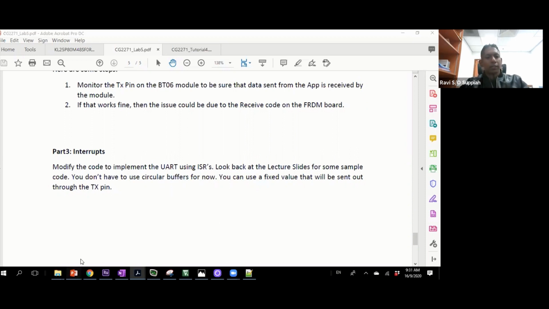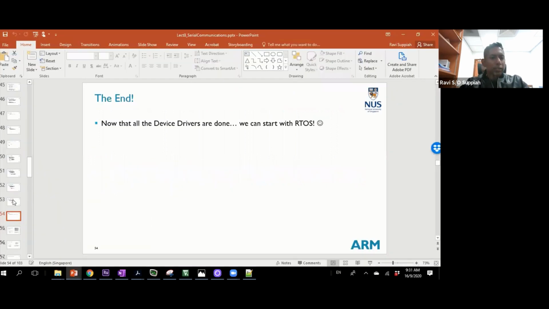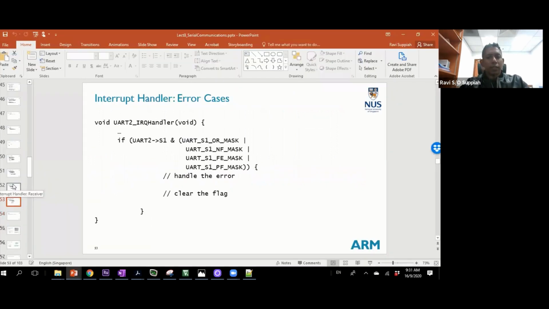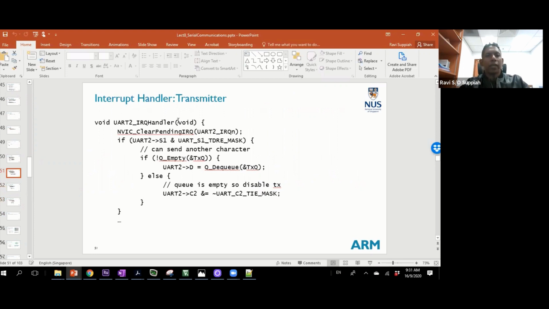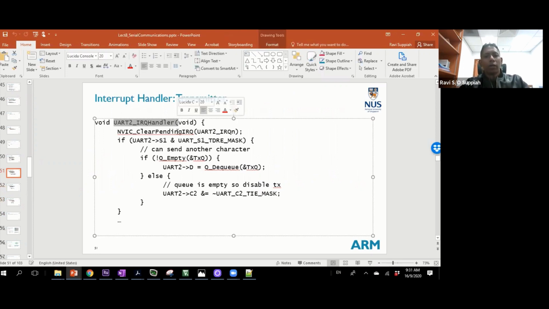So for the interrupt part, I've given some handouts in the lecture slides itself. The important thing to note is you want to make sure the UART IRQ handler is a unified handler for all the interrupts related to UART. That means transmit interrupt, receive interrupt, error interrupt, all of them that are tied to UART2 would all come to the same UART2 IRQ handler. That's why I've given you some sample code in the slides to make sure that when the interrupt happens, you check why the interrupt is happening.